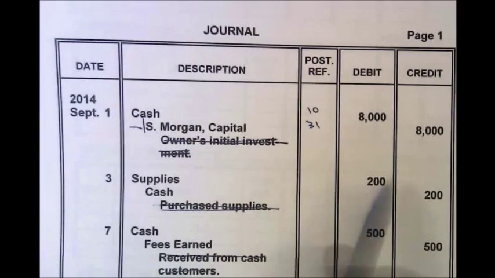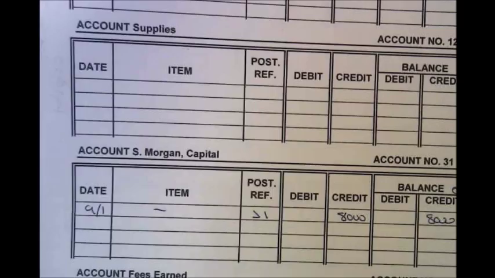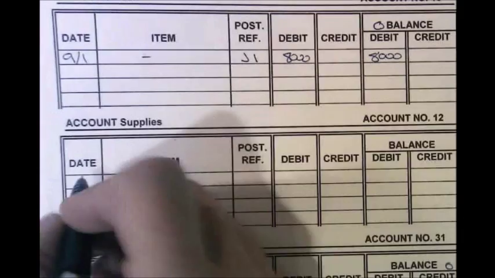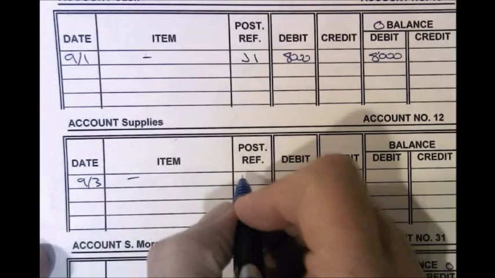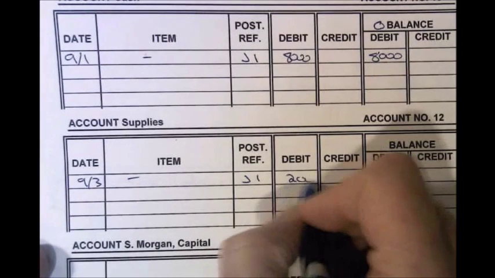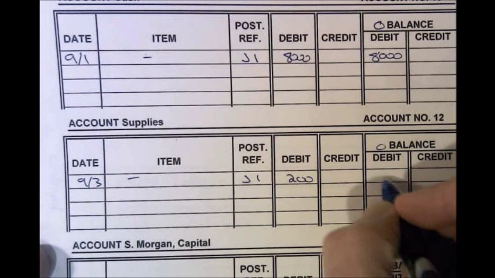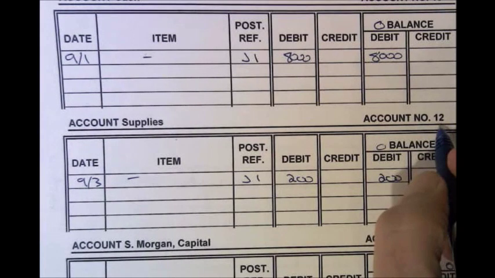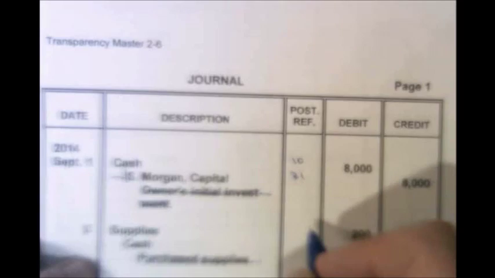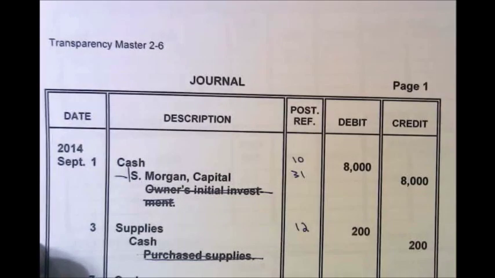So my general ledger now shows those things, okay? Let's do the next one. The third, we debit supplies for $200, right? So we find our account supplies and we go 9-3, journal page 1, a debit of $200, no starting balance, so my balance is $200. And then I bring that number right back here to show that supplies has been posted.